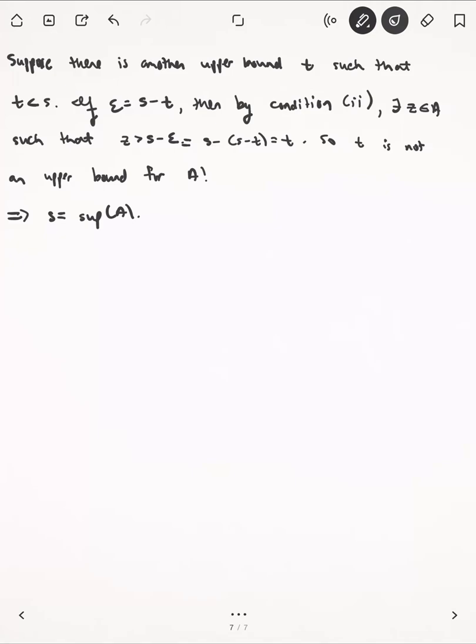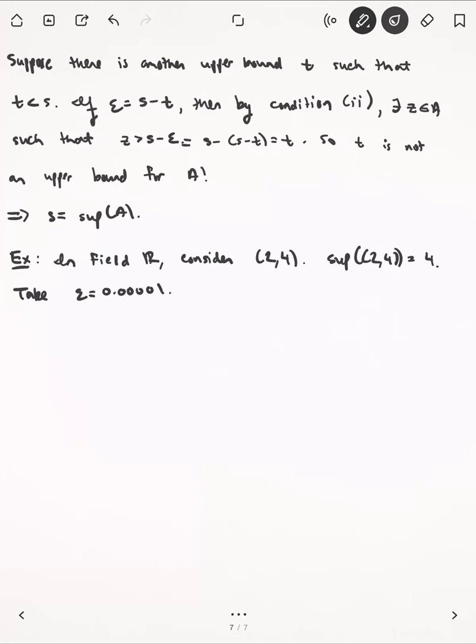So, okay, let's see this in action. So, example. In field R, consider the open interval 2, 4. The supremum of 2, 4 is 4. Okay. And take epsilon equal to 0.00001, right?